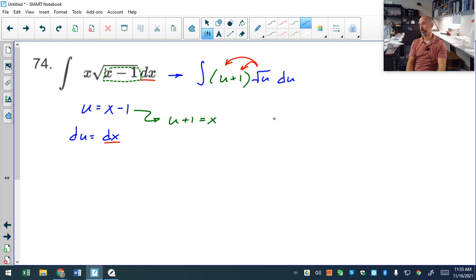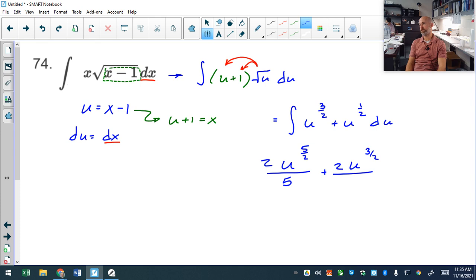Just remember, you add the exponents. So that'll be the antiderivative of 1 plus 1/2 u to the 3/2 plus 1 times square root of u, which is u to the 1/2. I like to see the actual exponents because it makes it easier to add. The antiderivative of u to the 3/2 is: 3/2 plus 1 is 5/2, and if you divide by 5/2, you multiply by 2/5. Plus 1/2 plus 1 is 3/2, and multiply by 2/3.